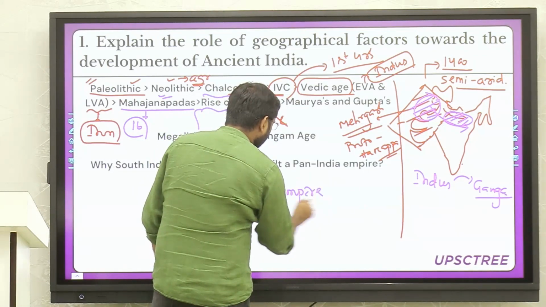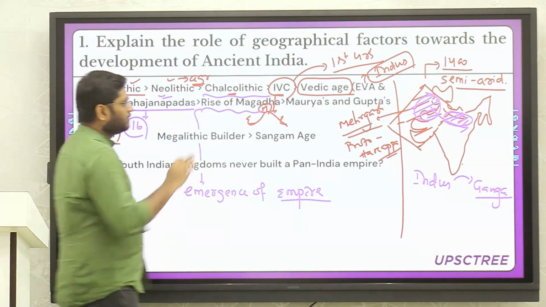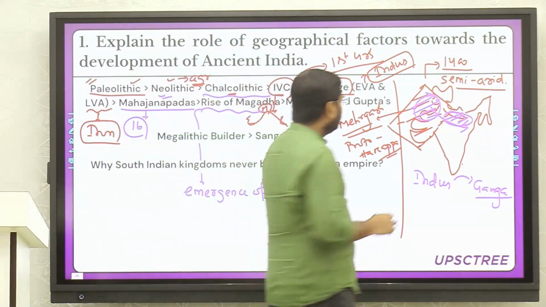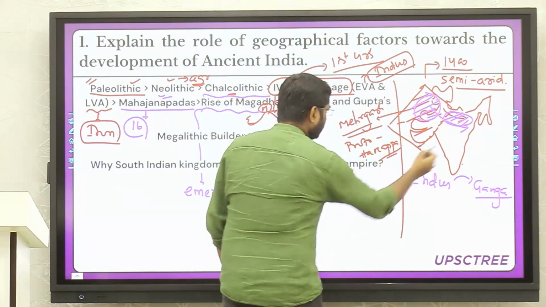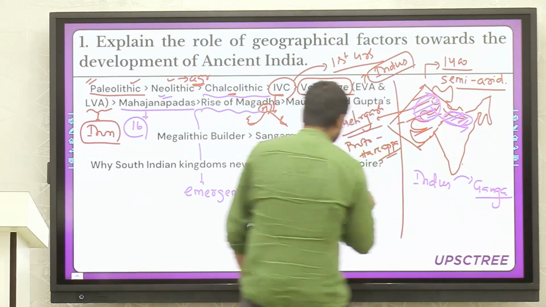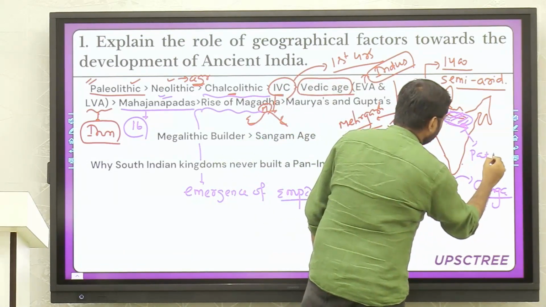Pan-India Empire. Why will Magadha subdue all others? Because while talking about that, you can explain that. See, Magadha is essentially here, Pataliputra. So here, Pataliputra, Magadha.